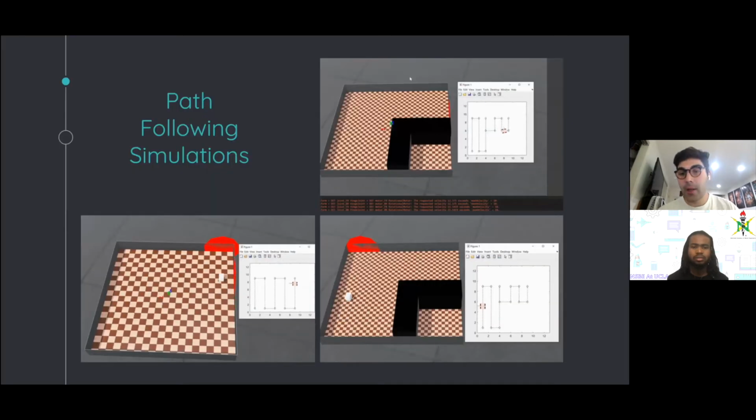So here are some path following simulations. On the bottom left, you can see the robot doing a relatively simple path, and you can see in the MATLAB graph next to it how it consistently updates the position where it thinks it is, which helps it follow the path. On the bottom right, you can see in the GIF that the state estimator is not being used. Therefore, the robot is straying away significantly from its path and is unable to correct itself.